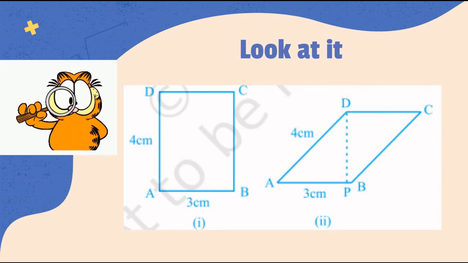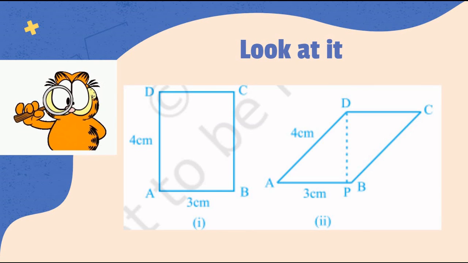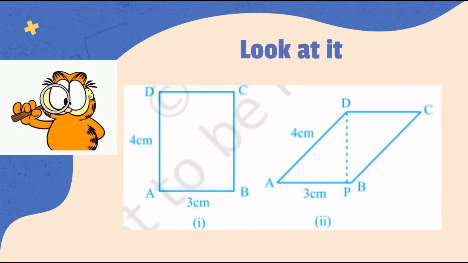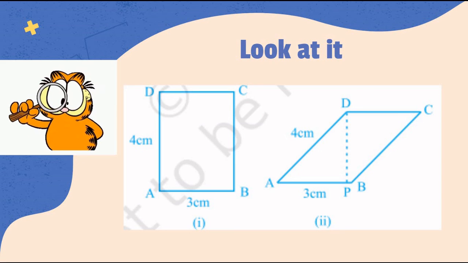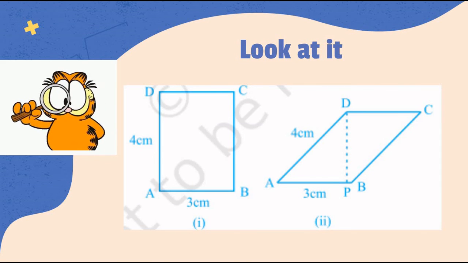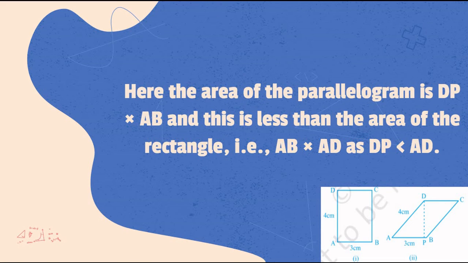What do you observe in these figures? The figure 1, the figure 2. Okay, time is up. So here the area of the parallelogram is DP into AB and this is less than the area of the rectangle, that is AB into AD, as DP is less than AD. So you should understand this.